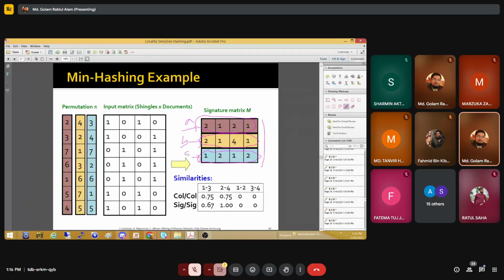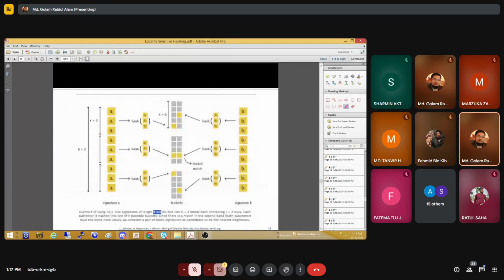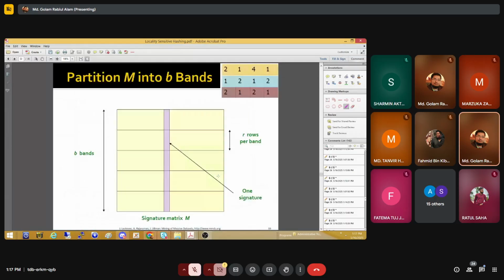Okay, signature C. Now what can we do? Maybe we can divide these signatures into 2 bands. Okay, 2 bands, B equal to 2. That means we have to divide these signatures into 2 bands. So like here, these are the B bands. So we can divide our signatures into just 2 bands, B equal to 2.